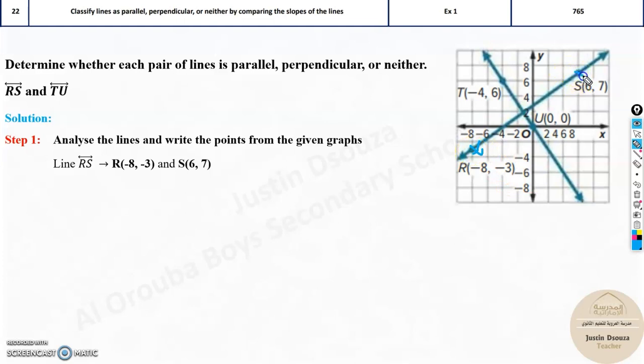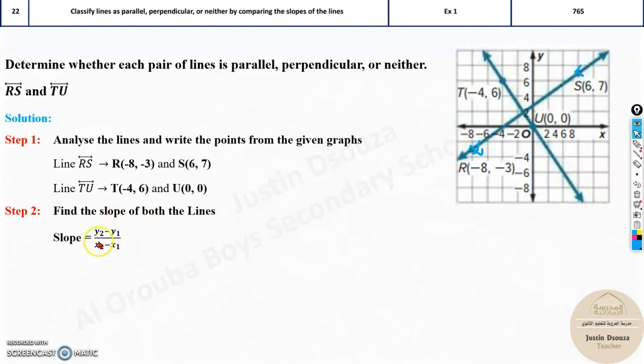Here R and S are on the same line. Take 2 points on the same line and use them as x1, y1, and another line TU, same thing. Now let's use this. Use the slope formula, y2 minus y1 divided by x2 minus x1. Substitute x1, y1, x2, y2. Put it in the formula. 7 minus of -3 divided by 6 minus of -8. The answer is 5 by 7.